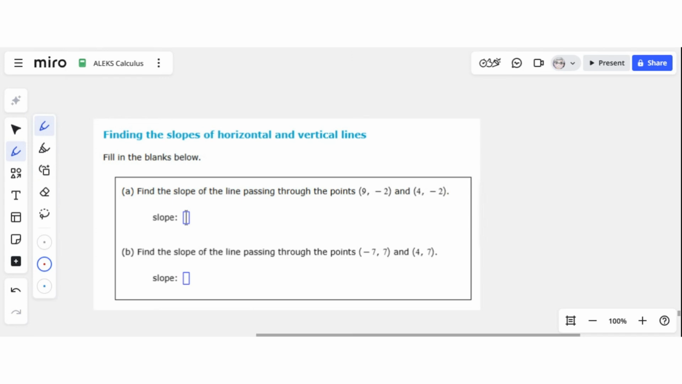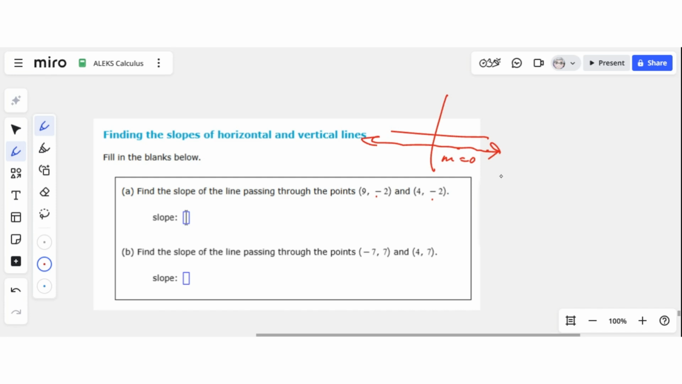It says find the slope of a line passing through the points (9, -2) and (4, -2). What you'll notice here is that the y stays the same. It's down at -2, and it passes through 4, and it passes through 9, and it's a line, so it's going to pass through all the points at -2. So this is a horizontal line. Now, all horizontal lines have a slope of 0. They don't go up or down at all. It doesn't change as you move from left to right. So the slope there is going to be 0.